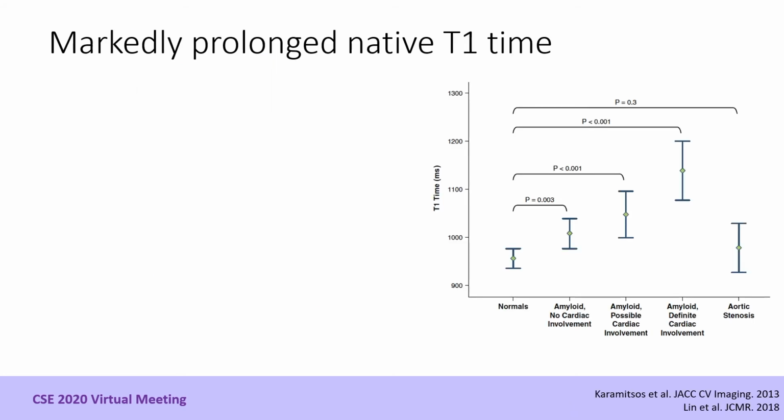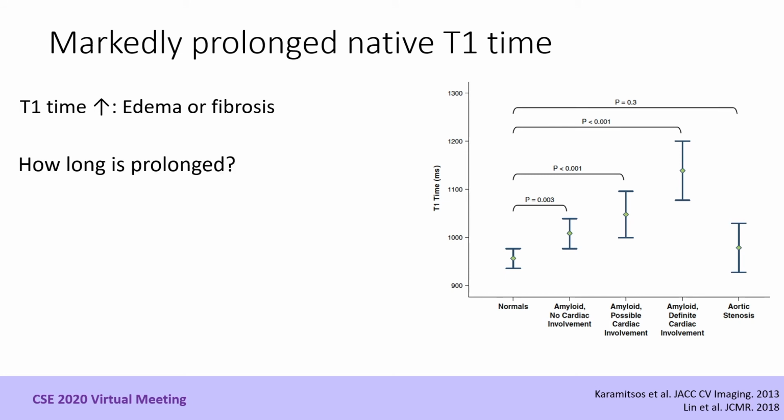Patients with cardiac amyloidosis have a markedly prolonged native T1 time, and this can help distinguish it from other causes of increased LV wall thickness. In general, the T1 time is increased when the myocardium has edema or fibrosis. From a practical perspective, we might be asking how long is prolonged and are there any cutoff values which can be helpful? And the answer is it depends.